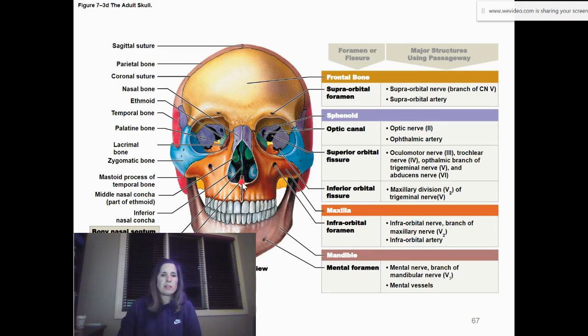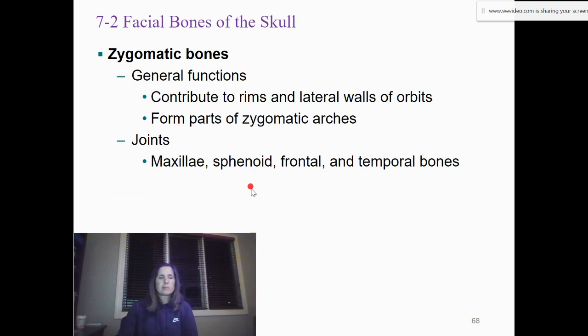The vomer is going to be here. So if you're thinking about what these are, this is going to be your nasal bone. This right here, this and this are going to be conchae. So this is going to be middle, this is going to be inferior, and then this is going to be your vomer. The zygomatic bones are your cheekbones. They form parts of the zygomatic arches, and they contribute to the rims and the lateral walls of the orbit as well.